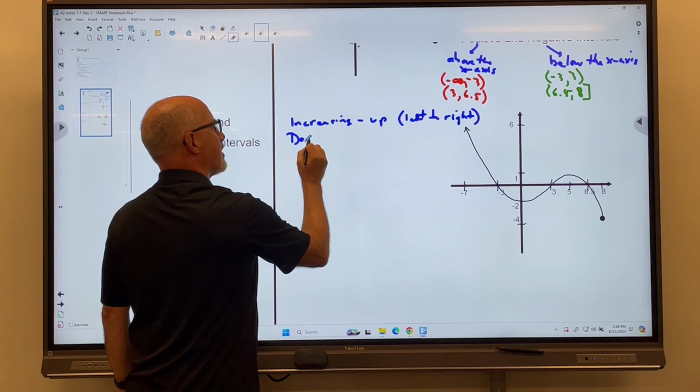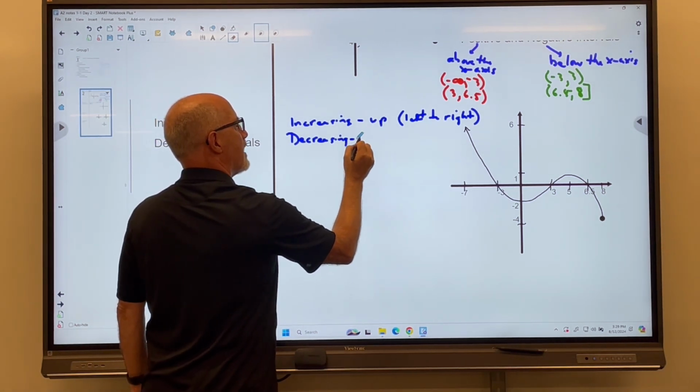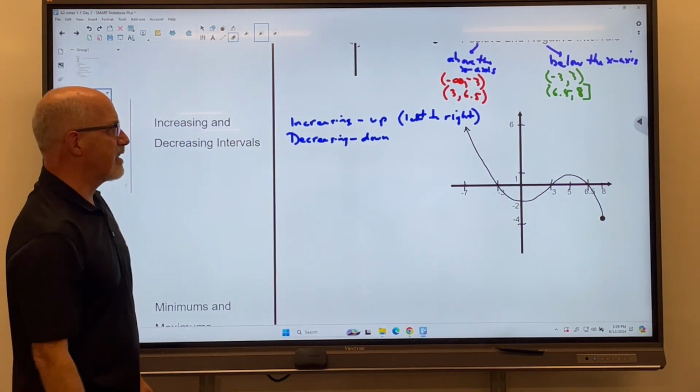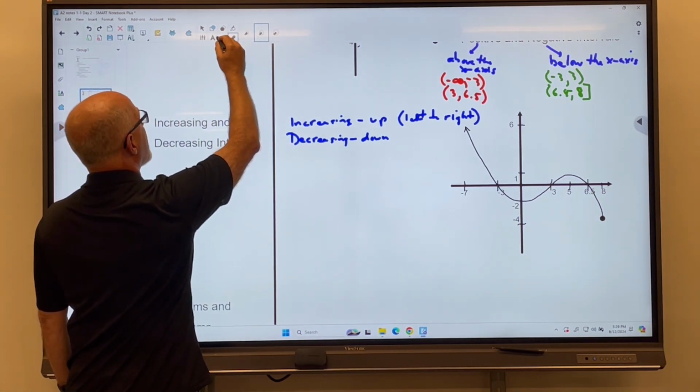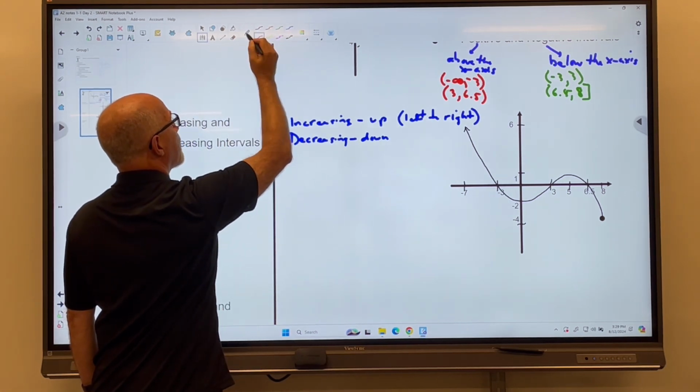Decreasing is when it goes down from left to right. Now, when we look at this, again, we'll shade it. I'm going to go ahead and shade the increasing. I'll do that one in purple here.